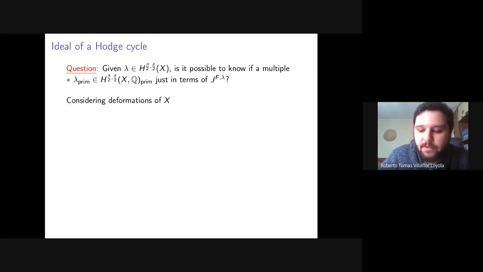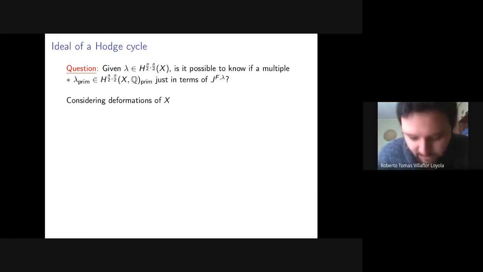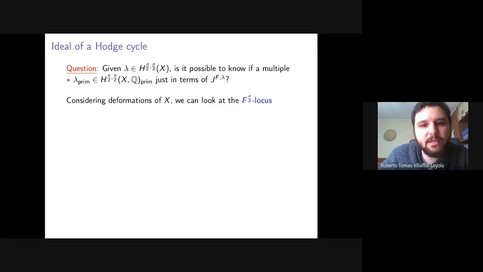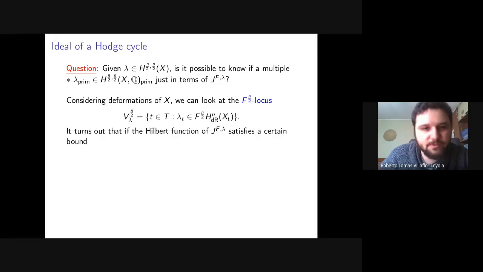And well, there is a positive answer, a very partial positive answer in a very particular case, that is given by an argument of Poisson, and it goes as follows. So we can consider the deformations of X. So we can look at the Fn/2 locus. So what is this? It's exactly this. T will be the parameter space of all smooth degree D hypersurfaces of a fixed projective space.